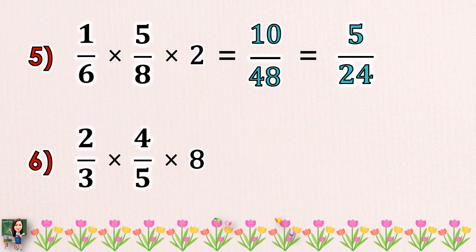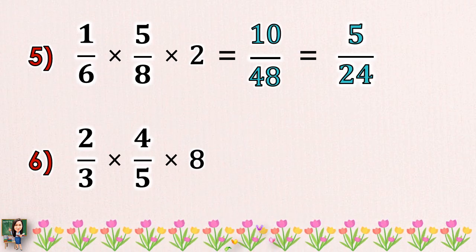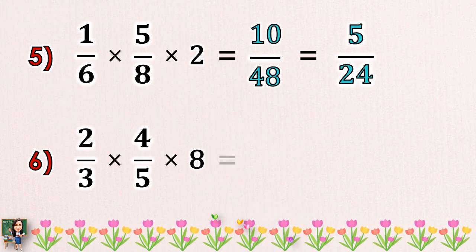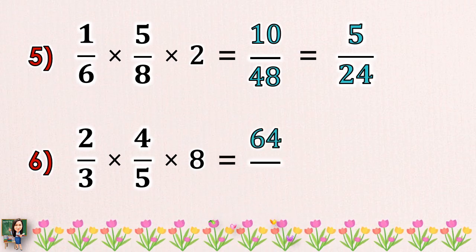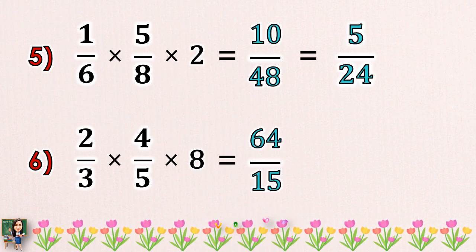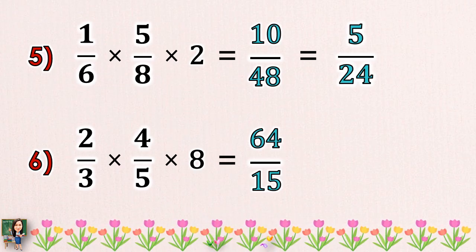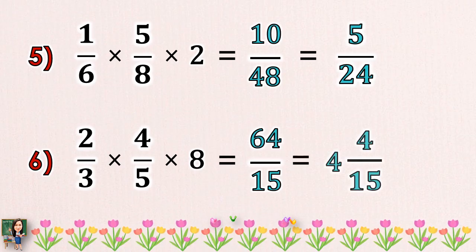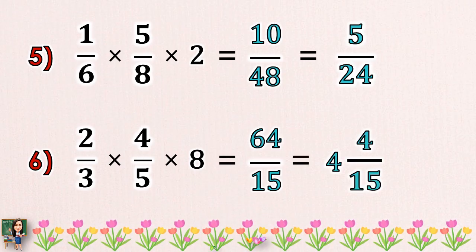Number 6. 2/3 times 4/5 times 8 equals 2 times 4 times 8 equals 64. 3 times 5 equals 15. 64 over 15. This is an improper fraction. Change this to a mixed number. 64 divided by 15 equals 4 and 4/15.